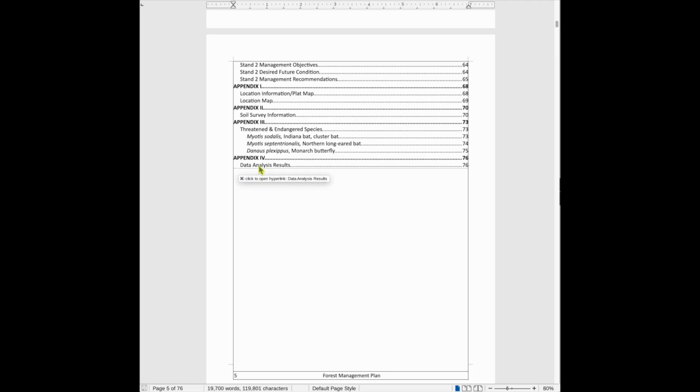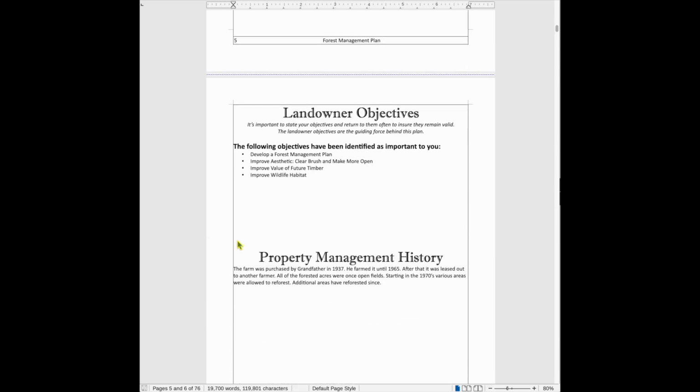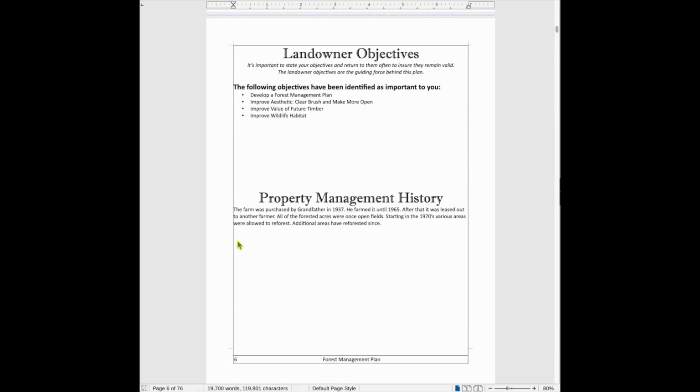And then there's some extra results from the data analysis at the very end. Okay, so I'm just going to go through the plan now a little bit. This first section is objectives. This is what guides the plan. So in the very beginning, I'm spending a lot of energy trying to figure out what the client's objectives are, because that's going to guide the plan.